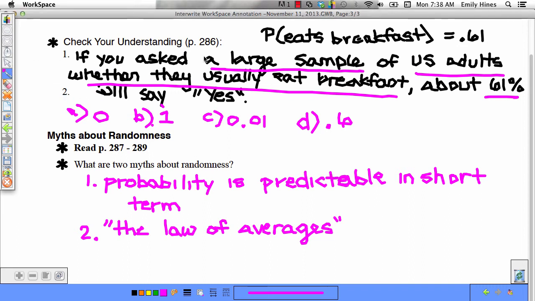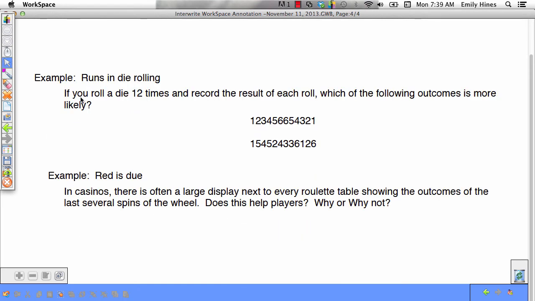So let's look at a couple of examples. If you roll a die 12 times and record the result of each roll, which of the following outcomes is more likely? Notice that this is 1, 2, 3, 4, 5, 6, 6, 5, 4, 3, 2, 1. And this one, they all seem pretty random. There is no pattern like there is here. We want to say that this one is more likely, because to us, probability means a sort of randomness, that there should not seem to be any pattern.